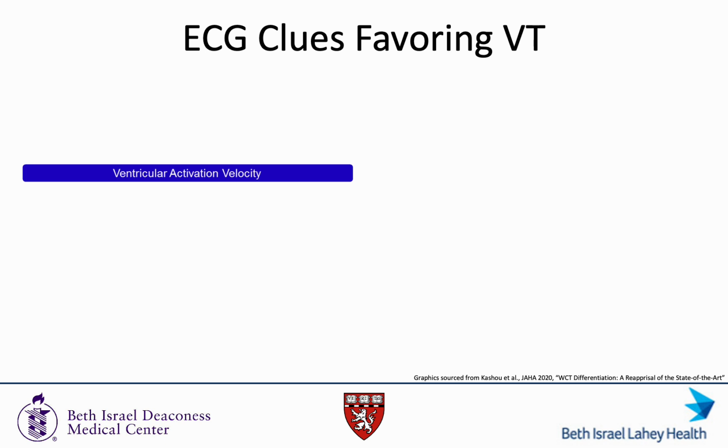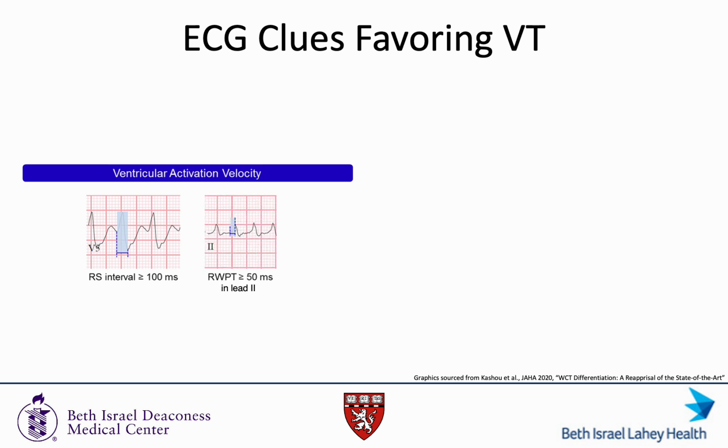This manifests in a couple of ways on EKG. First, as a wide RS interval. If the time between the onset of the R wave and the nadir of the S wave is greater than 100 milliseconds, that's suggestive of VT. Similarly, if the R wave takes greater than 50 milliseconds to peak in lead 2, that's another clue towards VT.